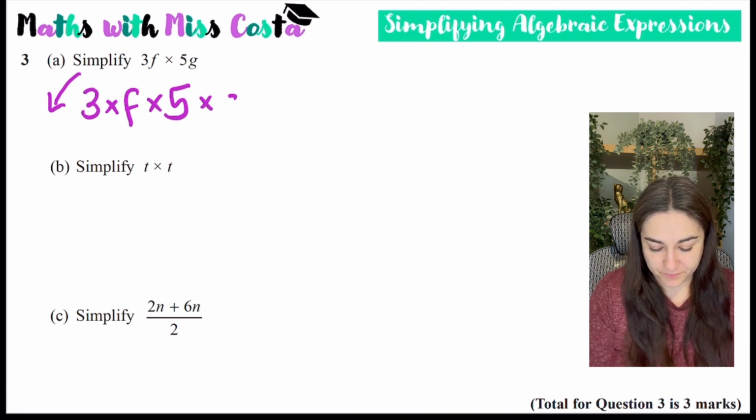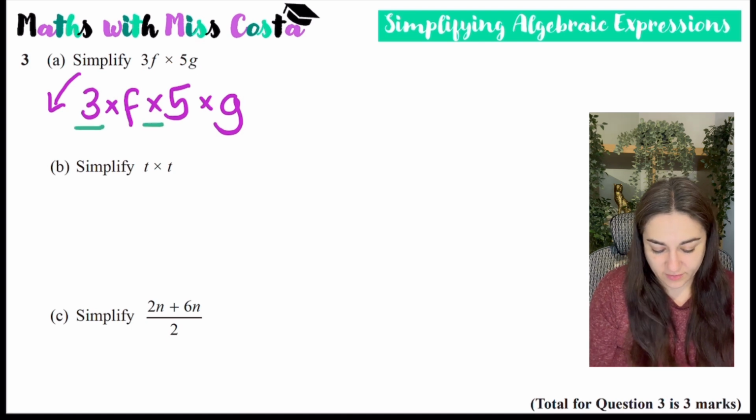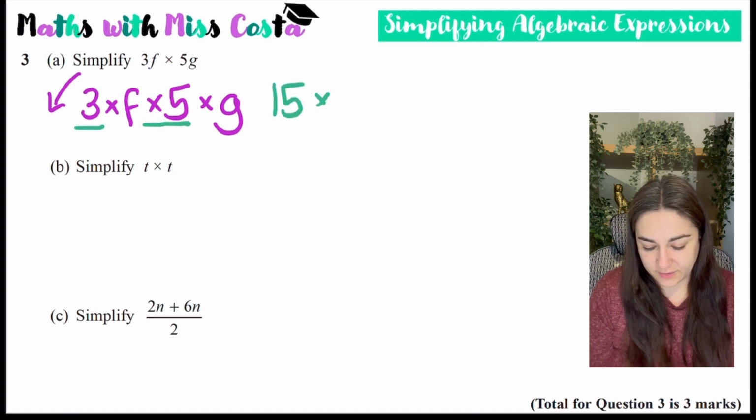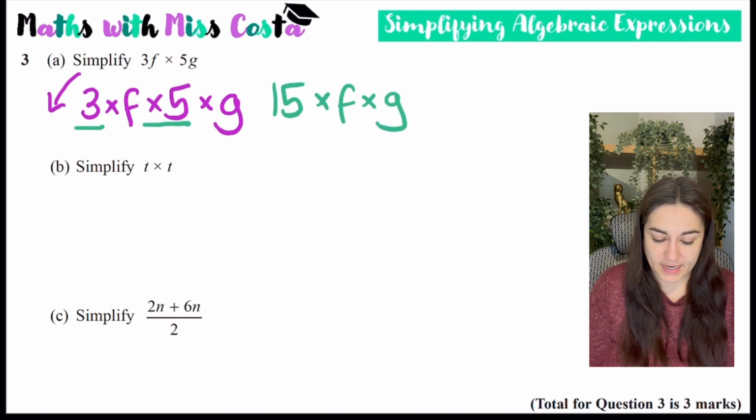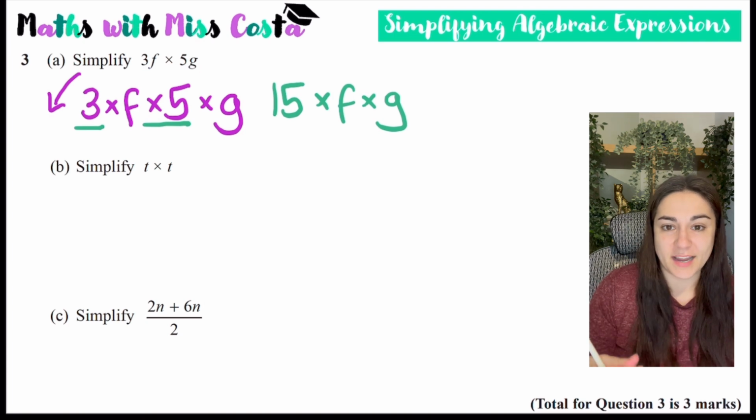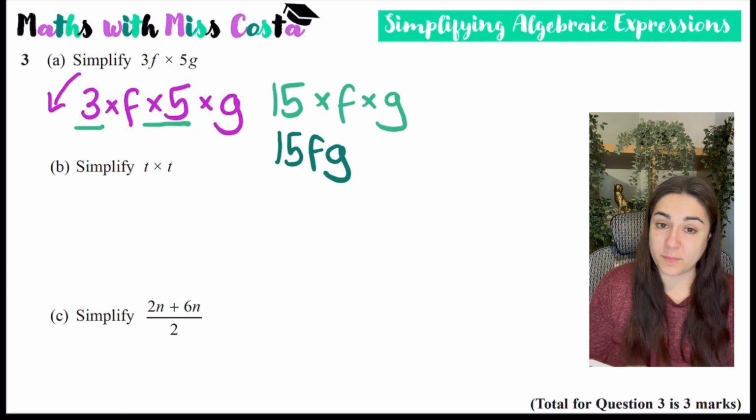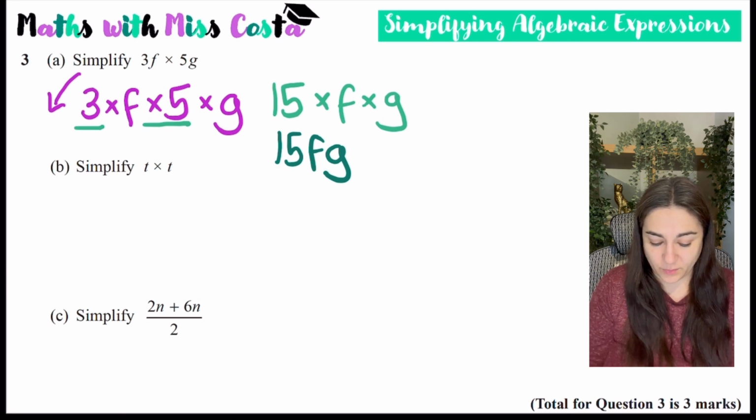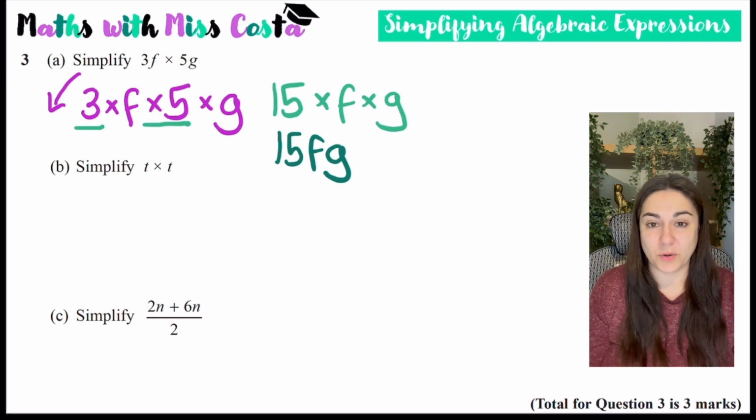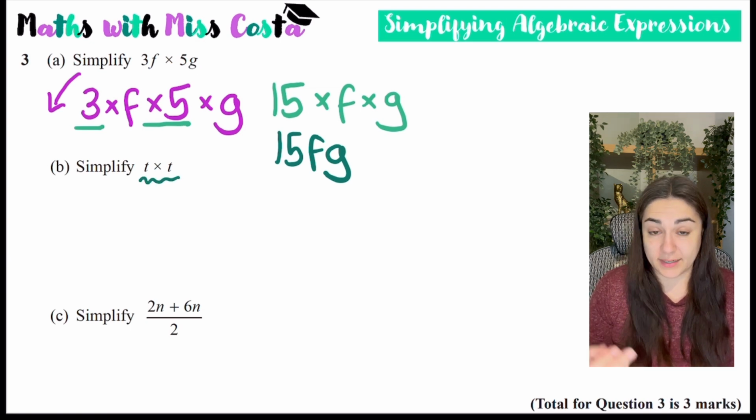times by G. So what I want to do here is I want to multiply the numbers together. So I've got 3 times 5, which gives me 15 times by F times by G. And then in algebra, I don't write the multiplication signs. So to simplify it means write it without the algebraic multiplication signs. So I just simplify that to become 15FG. So with questions like this, when you're multiplying, you multiply the numbers together and you multiply the letters together. And when you multiply letters together, you literally just write them next to each other, and that implies they're being multiplied.